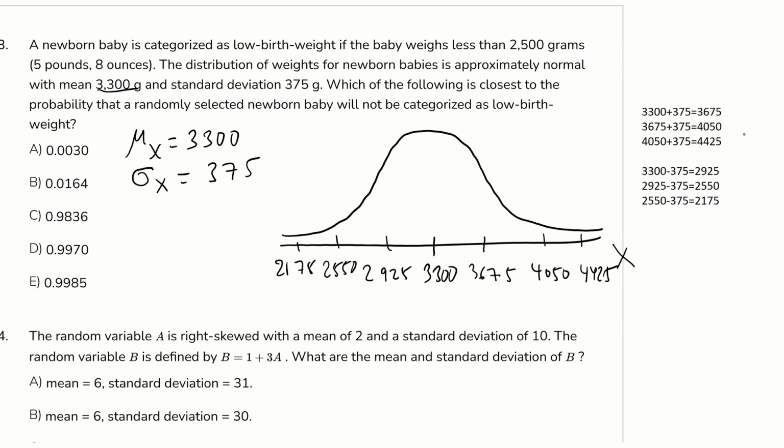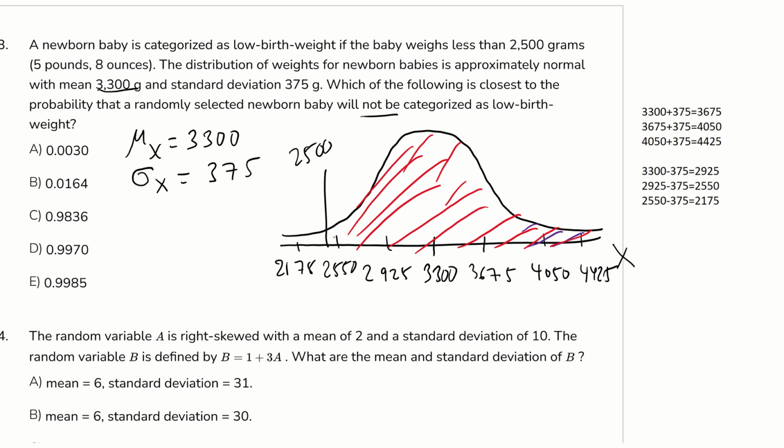All right, and it says, which of the following is closest to the probability that it will not be categorized as low birth weight? Okay, and it says it's less than 2,500 grams. So that means we're like over here. So we want the probability that it's less than that. Oh, it says it will not be categorized. Okay, so not. So key is not. So it will not, so that means it's the area to the right. Okay, so we want this part.